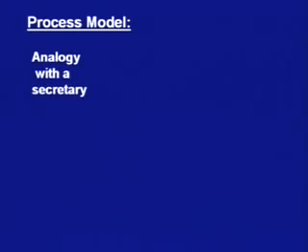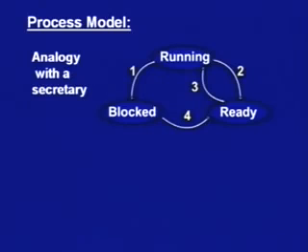Now let us look at the process model. We can give an analogy with how a secretary works. Let's assume that the process is a secretary in an office, a secretary to the boss of the office, to the head of the department or whatever. Now the secretary does various jobs. So he or she is in various states. For example, she may be typing at one time, at another time she may be looking at some file, she may be also answering the telephone. She has a number of jobs to do.